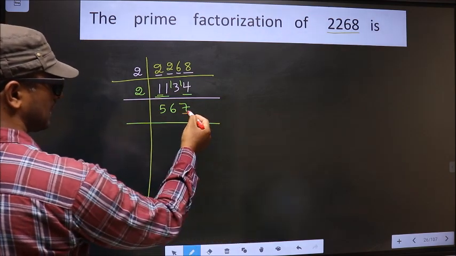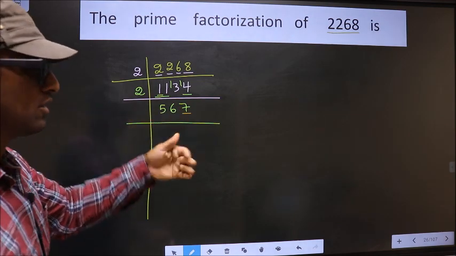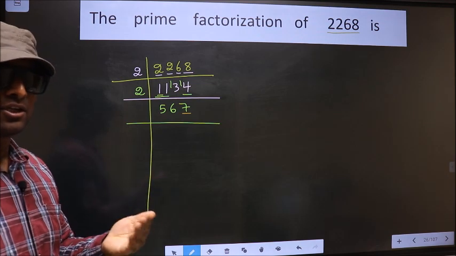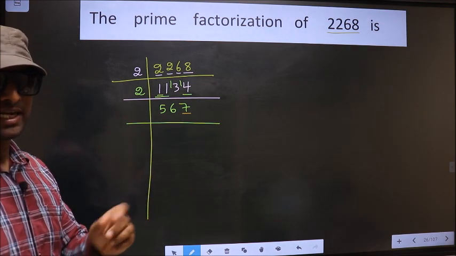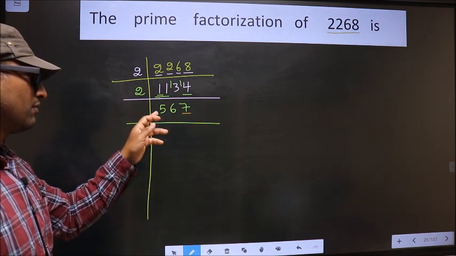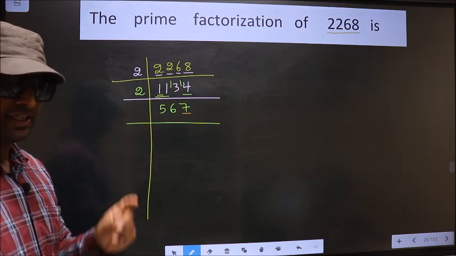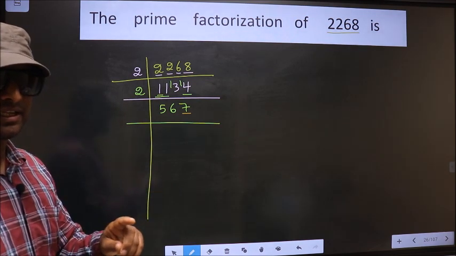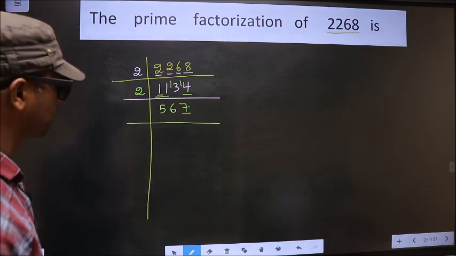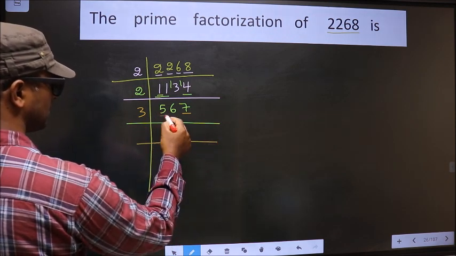Now for this number, the last digit 7, not even. So this number is not divisible by 2. Next prime number 3. To check divisibility by 3, for that we should add the digits. That is 5 plus 6 plus 7, we get 18. Is 18 divisible by 3? Yes. So this number also divisible by 3. So we take 3 here. The first number is 5.